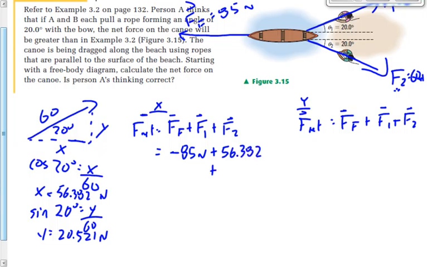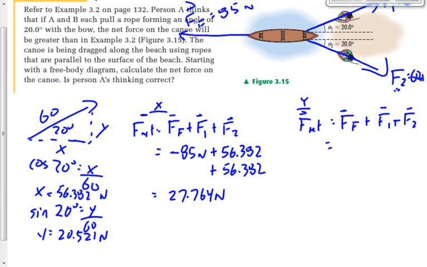What's F2? Right? Good. 56.382. We add those forces up, we end up getting 27.764 newtons. Is that my final answer? Is that my final answer? Go ahead. No, that's my x component of my final answer.